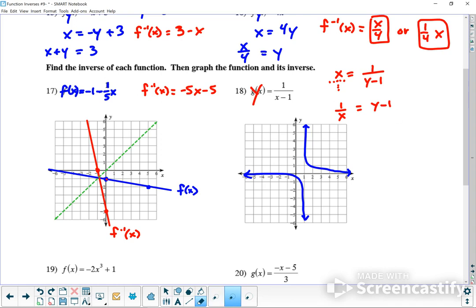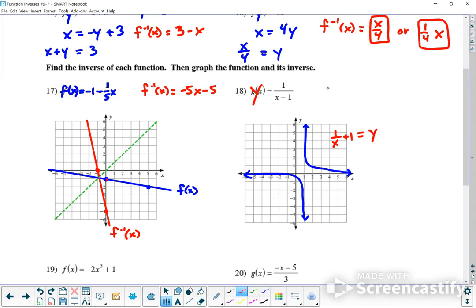And then from here, we just add 1 to both sides. So we will finally get our answer of y equals 1 over x plus 1. Okay? The inverse of g of x, so g inverse of x, is equal to 1 over x plus 1. By doing that, I actually did it really quickly instead of going through multiplying both sides by y minus 1. Either way works. So that's our g of x. We already did that.